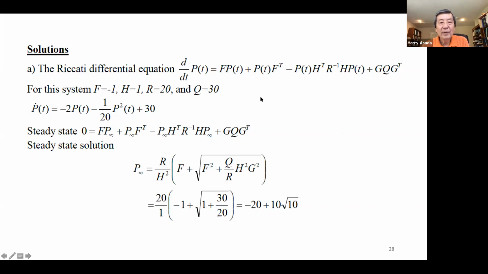So first of all, plug in all the given parameter values, F and H and R, and we can get this equation, which is a second order one, right? Even though it looks simple, I know P dot and P square are involved. So this is a nonlinear differential equation, which is harder to solve. So let's look at the situation where it's in steady state. Set this one to 0, and this is the algebraic Riccati equation, and this one we can solve explicitly, and then plug in the parameter values. It becomes this. That's simple.